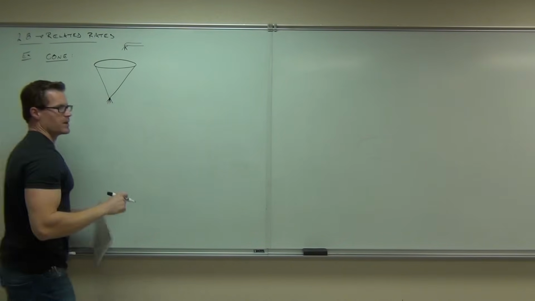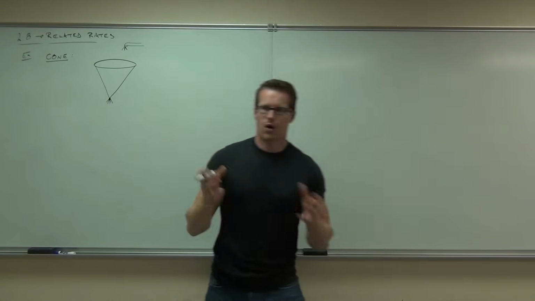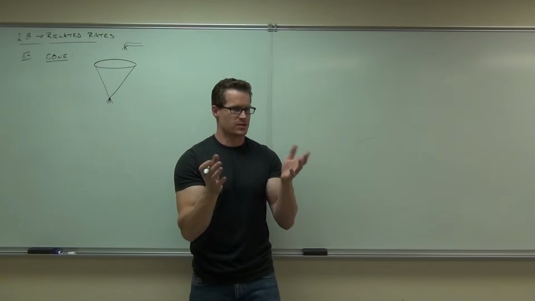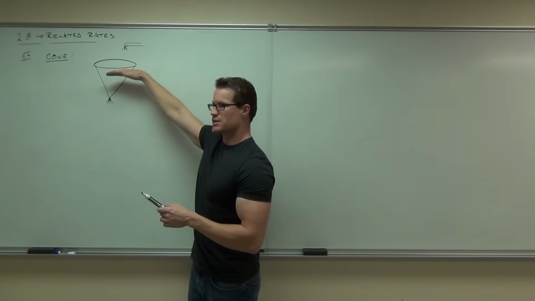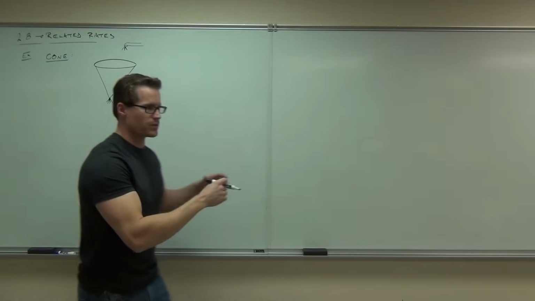So maybe this is some sort of a water container for a city. A huge cone. Usually they're probably cylinders, but let's just pretend it's a cone. The same idea would apply for a cylinder. It's going to fill up to a certain level, and once it gets to that level, maybe it opens up. And that's our idea for this related rates problem.